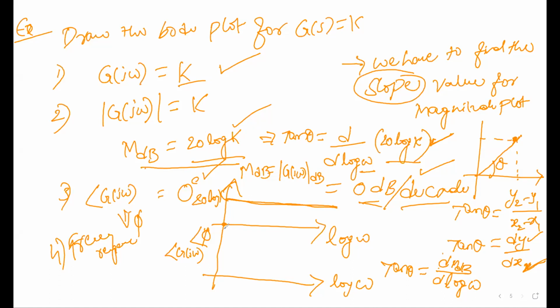So suppose the starting frequency is 0.1. Remember, in the semi-log graph sheet, the starting point of the frequency is 0.1. Why? Because log 0 is invalid, isn't it? Is there any value for log 0? No, sir. That's why we start from 0.1. Suppose it takes 10, suppose 100, suppose 1000.